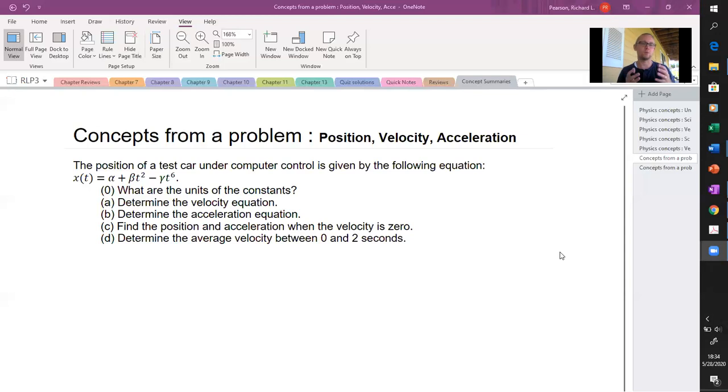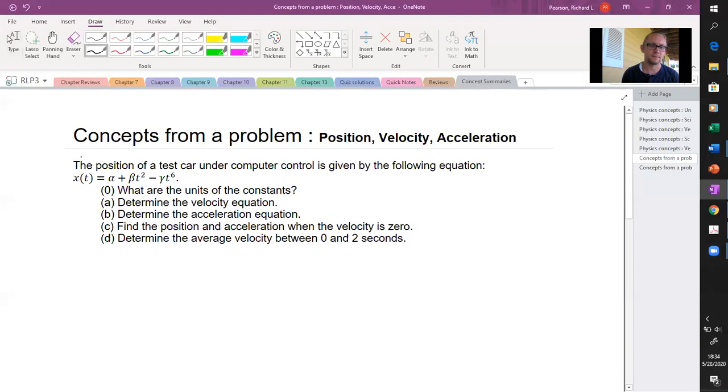So for this particular problem, we're told that there's a test car that's being run by a computer, and the position of that vehicle as a function of time is given by this equation. This equation right here. So this tells us a couple of things right at the start.